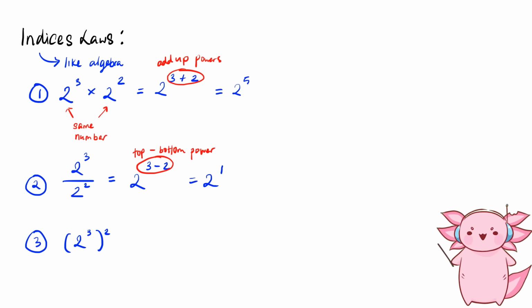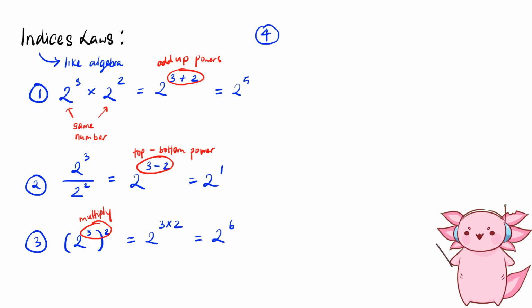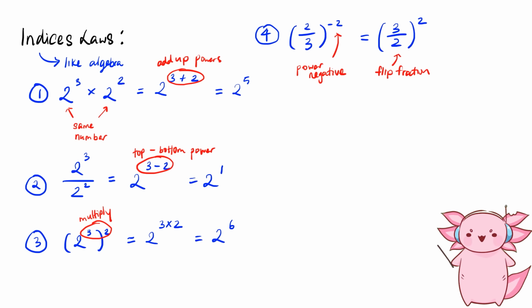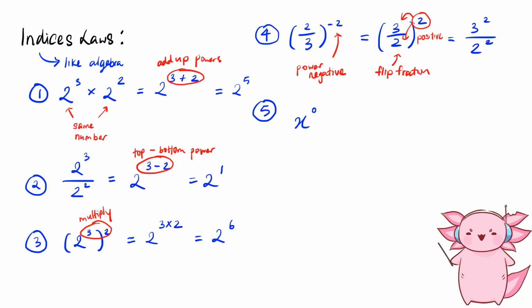When something in a bracket is raised to a power, we can actually multiply the powers together. So this here becomes 2 to the power of 3 times 2. When you have a fraction and the power is negative, you can flip the fraction to turn the power to be a positive, and then you can expand the power in. Also a quick side note, anything to the power of 0 is equal to just 1.